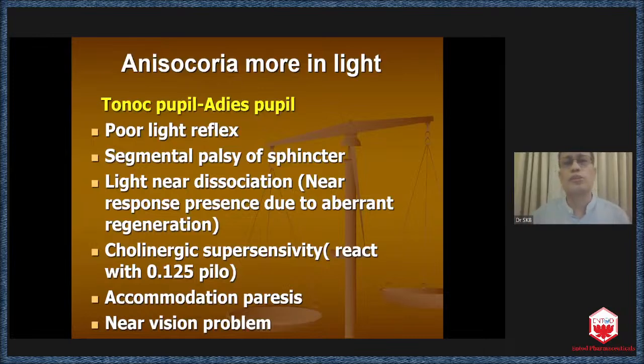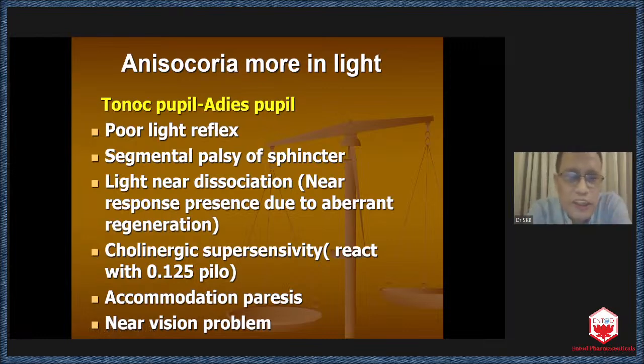The most common cause is the tonic Adie's pupil. This is because of damage to the ciliary nerves, followed by aberrant regeneration. And this will cause a tonic pupil, or tonic Adie's pupil. What will you get in tonic Adie's pupil? You will get a poor light reflex. There will be segmental palsy of the sphincter. There will be light-near dissociation. Most important here, you will get cholinergic supersensitivity.